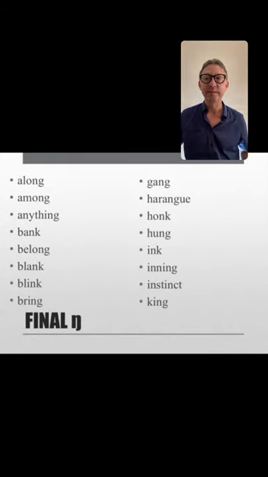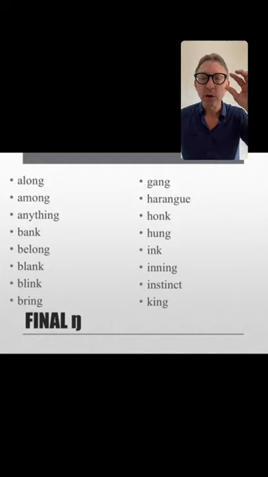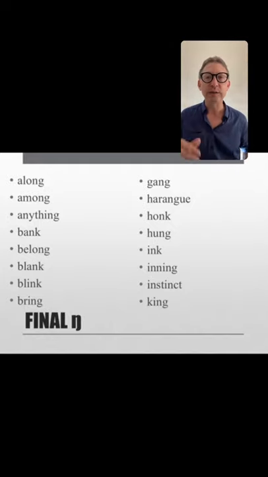Blank, a blank sheet of paper. There's nothing on it, just white. It's a blank sheet of paper. Blink. This is to open and close your eyes quickly. So if something is near your eyes bothering you, you blink. We normally blink anyway to replenish the fluids on the surface of the eye.